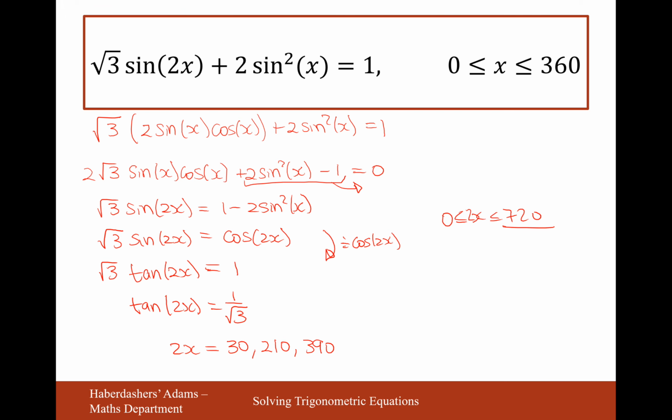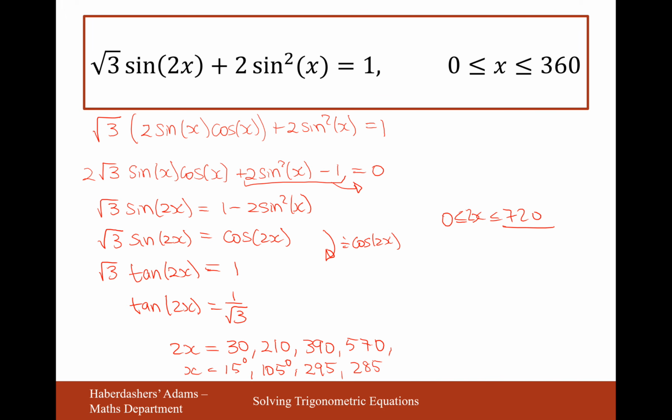Add 180 again, 570. Add 180 again, 750. That's outside the range, so stop there. Next thing we'll do is we'll half all of the angles. So 15 degrees, 105 degrees. With this one here, it's going to be 295 degrees, and with this one here, 570 divided by 2, 285 degrees.